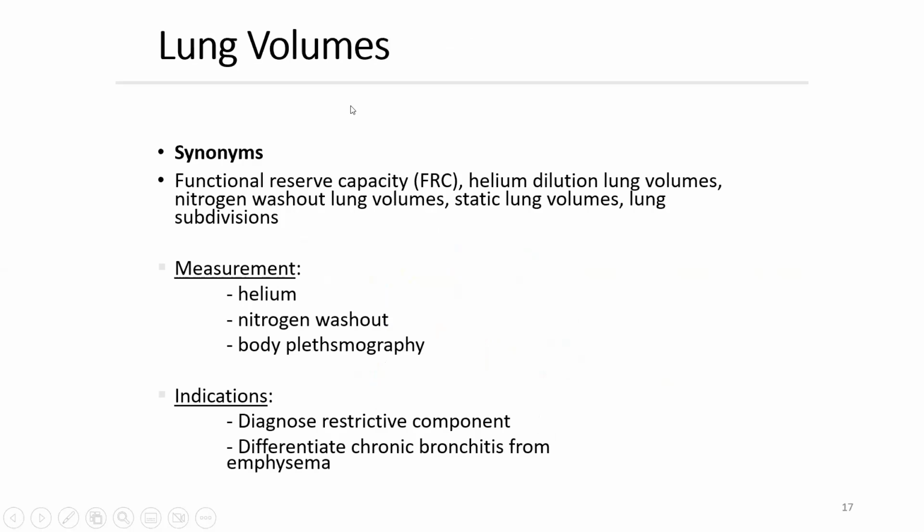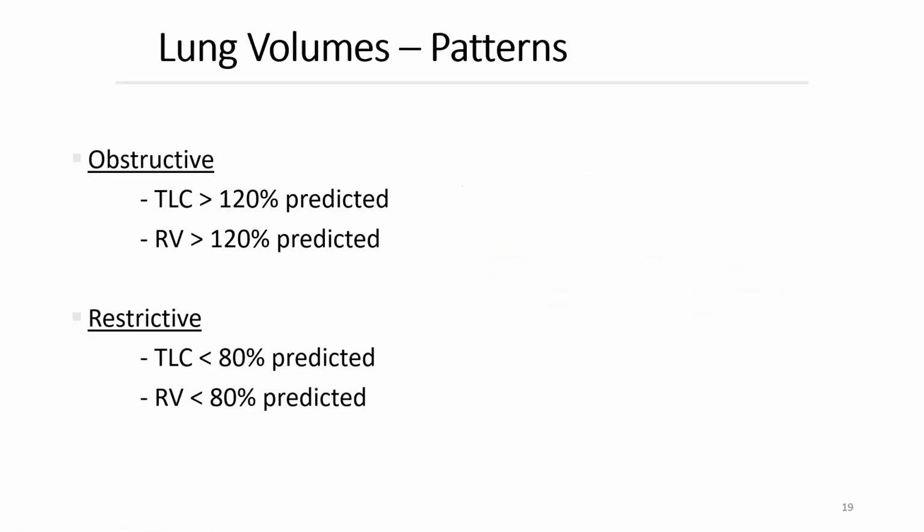How to measure the lung volumes? This can be assessed using gases like helium, nitrogen wash-out lung volumes, or plethysmography. This is to diagnose the restrictive pattern. This is an advanced test. This is to revise. In obstructive pattern, the total lung capacity is increased up to 120%. The residual volume is increased. In restrictive pattern, total lung capacity is decreased less than 80% predicted. Residual volume also decreased less than 80% predicted.